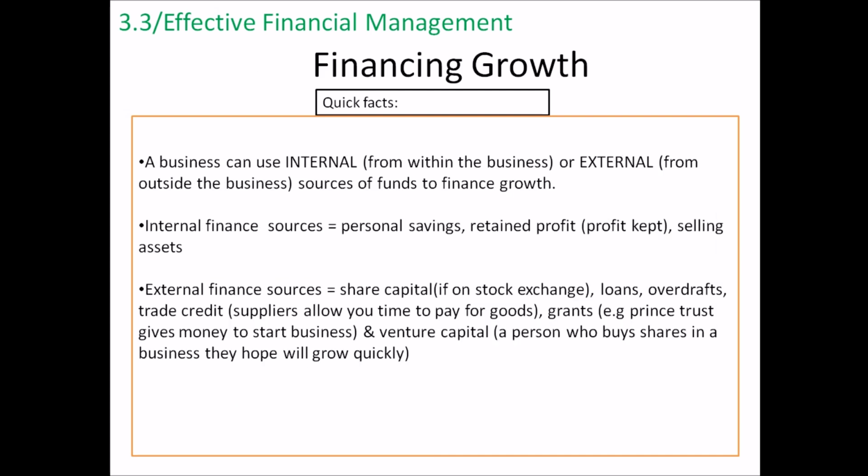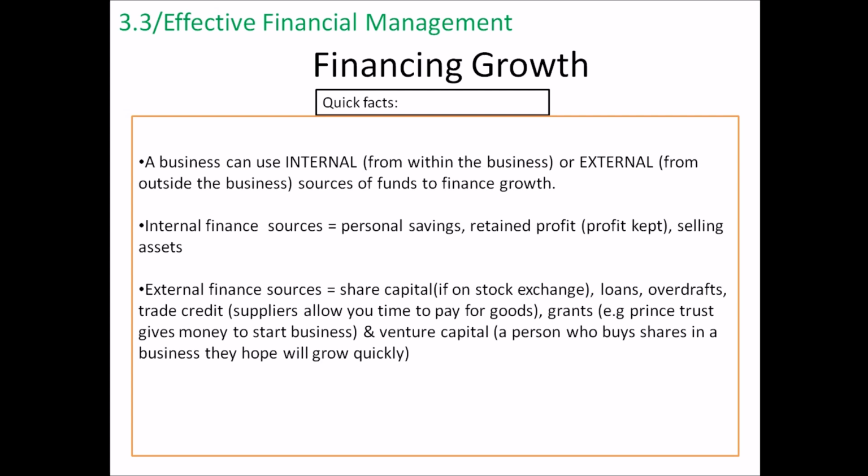Financing growth. So a business can use internal, and that's obviously money from within the business, or external, from outside the business, to finance its growth. Internal sources of finance would be personal savings, retained profit, in other words the profit kept from selling things. You might have kept it for a long time. And then normally the last resort is selling assets. If you sell land, you'll get money. You can then finance your business.